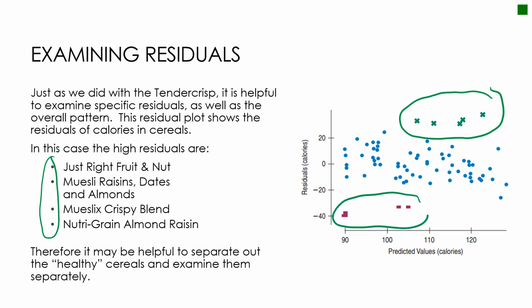I would also be looking at these values where they were much lower than normal. Why are those so much lower? And again, it's okay to separate those out and examine them separately.